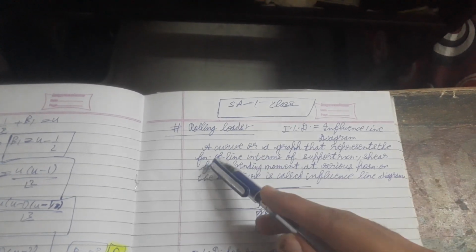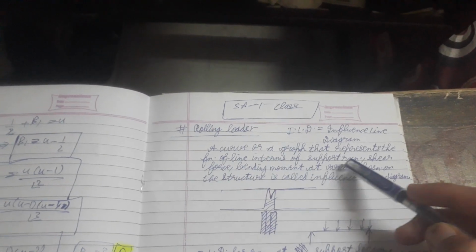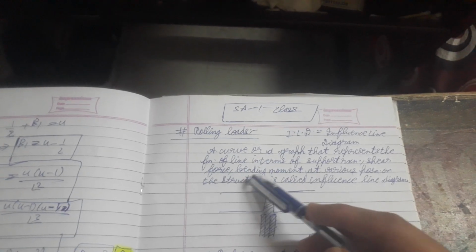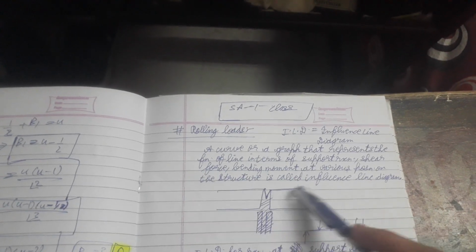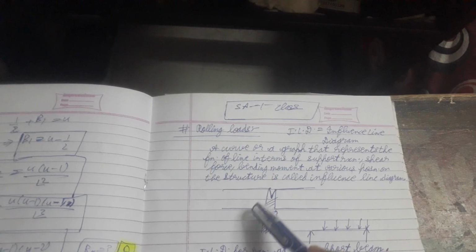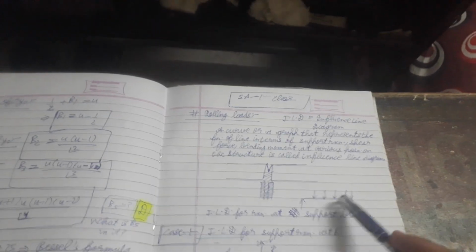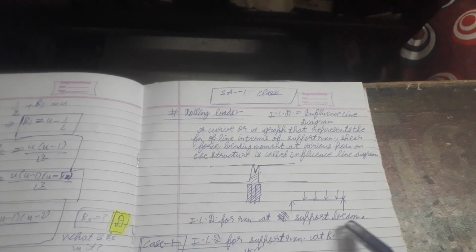Then is the rolling loads. ILD is equal to influence line diagram. A curve or graph that represents the function of a line in terms of support reaction, shear force, bending moment at various positions on the structure is called the influence line diagram. For example, here is the influence line diagram for reaction at support beam.